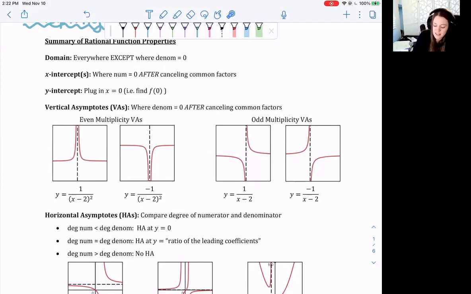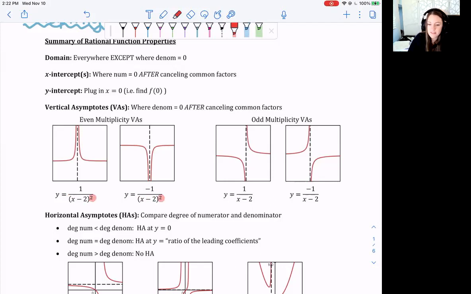And here's what happens. If you have a vertical asymptote that has an even multiplicity, both ends on either side of the asymptote are going to go the same direction, right? So with even multiplicities, the graph will go in the same direction on either side of the asymptote. So they either both go up or they both go down.